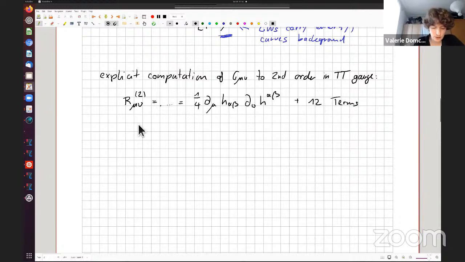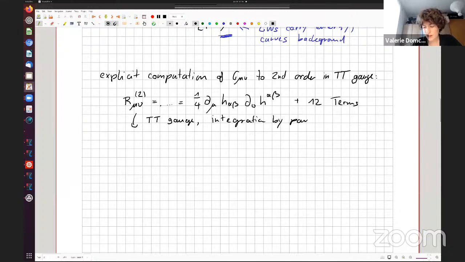But you can make your life easier by going to the TT gauge that we discussed yesterday, because that will kill a lot of these terms. As soon as you have one index contracting with another, it's zero. As soon as one of these two indices is zero, it's zero. So that kills a lot of terms. And also you need to do integration by parts.